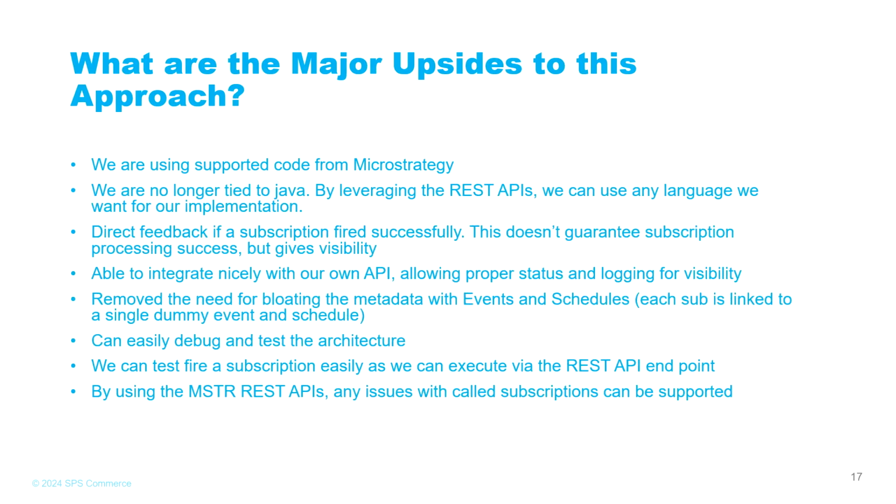The major upsides of this approach: we're now using supported code for MicroStrategy. So if we have a problem, we reach out to the support team, who have been absolutely amazing for us, and they help us. We're no longer tied to Java. By leveraging the REST APIs, we can use any language that we want, because we're just reaching out to endpoints. We also get direct feedback if a subscription fired successfully. This doesn't guarantee that the subscription processed successfully, but we know that the subscription did fire.